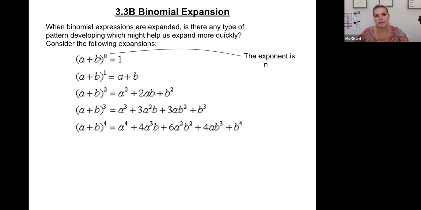An exponent is like 2, so here's the 0 power. A plus b to the 0 power. Anything to the 0 power is 1. A plus b to the first. Well, that's really still nothing, it's just a plus b. A plus b to the second power. That's a perfect square trinomial.